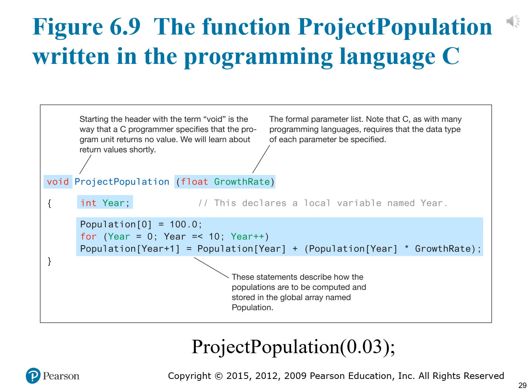If we call the function by projectPopulation(0.06); and then we can put a comment here, which is 0.06 is an actual parameter. Then the actual parameters can correspond to formal parameters by positions when there are multiple parameters associated with a procedure.